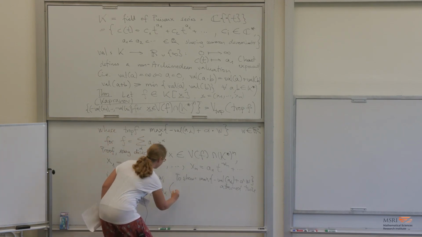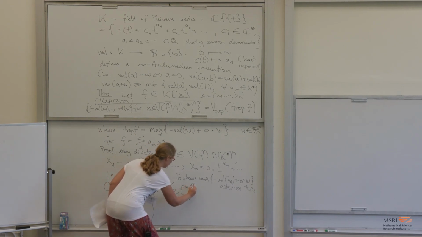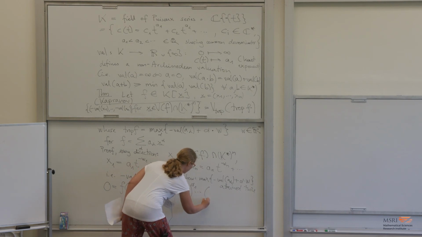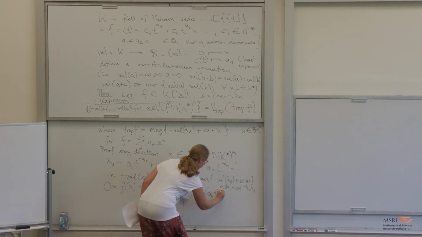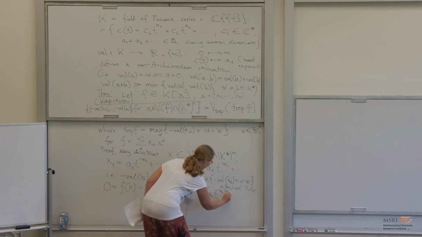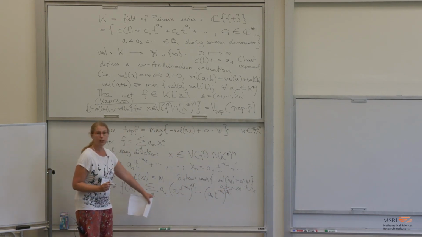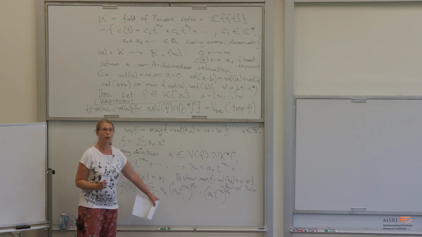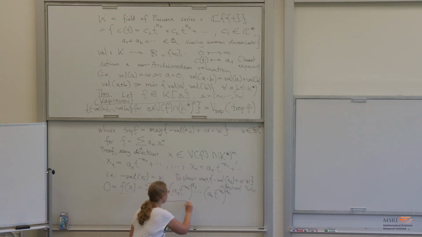So x1 is a1 t to the minus w1. That comes to the alpha 1, and so on, times xn, which is an t to the minus wn, to the alpha n. Okay. And now let's understand the valuation of one of those terms, first of all. Not the whole sum, just one of the terms. What is the valuation?